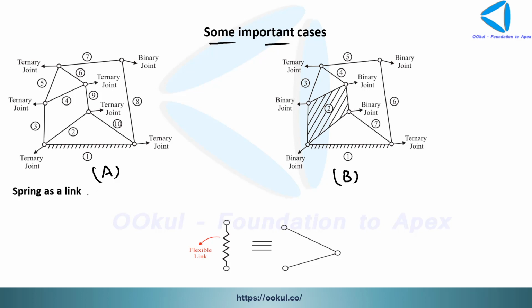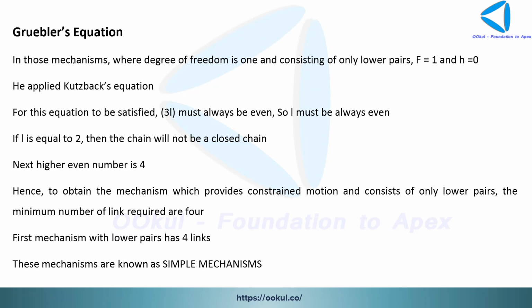Okay, now a spring as a link. If a spring is given as a link, we can change it this way. Please remember, if there is a spring given in this way, then we can make it equivalent to this sort of link. Okay, now we come to Gruebler's equation.